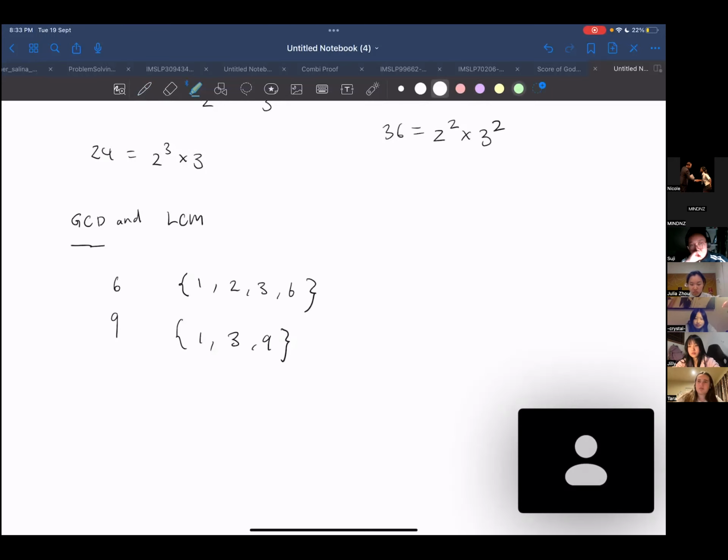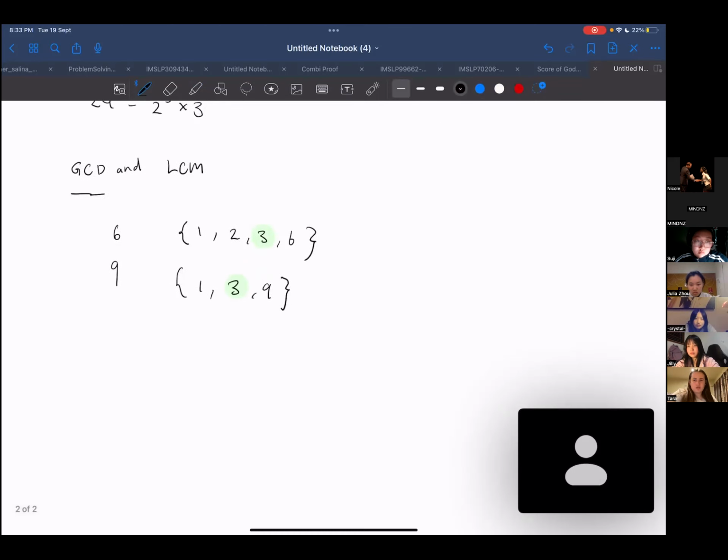Yep, good job, Suji. That's exactly right. So you want to find something that is in both of these sets and also the highest one. So of course we get 3 and 3. Can someone tell me what the greatest common divisor of 12 and 5 is? Yeah, good job. It's 1.